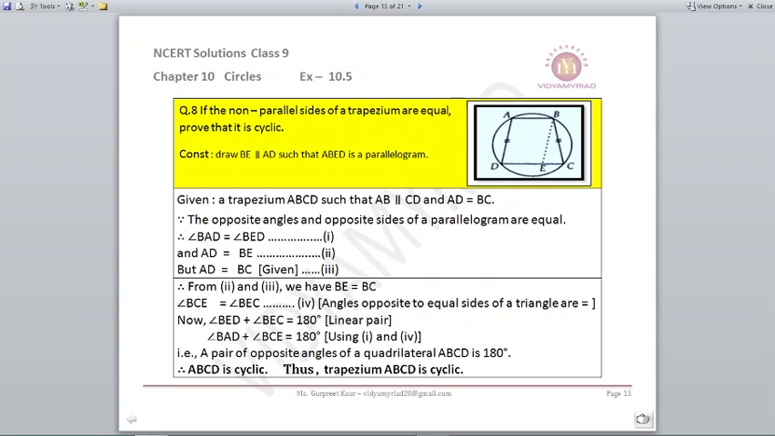But what we know, BED is equal to BAD and BEC is equal to BCE. Just substitute this and you will get that angle BAD plus angle BCD is equal to 180 degrees using the above equations. So what does it show? These are the opposite angles, and the sum of the opposite angles is coming as 180 degrees, and if the opposite angle sum is 180 degrees, it means that ABCD is cyclic, and thus we can say that the trapezium ABCD is cyclic.